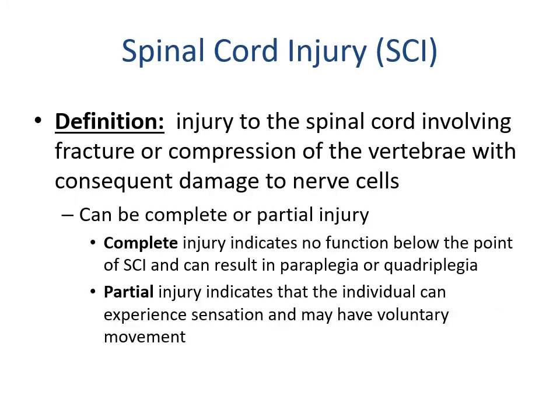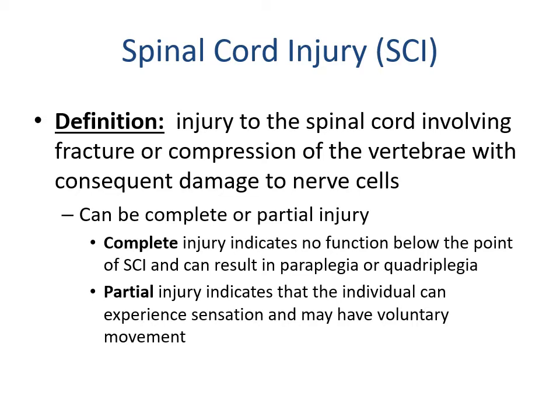All right, so we'll move on to spinal cord injuries, which we've alluded to a little bit previously when we were talking about the anatomy of the spinal cord. We kind of implied how damage to the spinal cord would affect the function of the organs and tissues below it. So a spinal cord injury is injury to the spinal cord involving fracture or compression of the vertebrae with consequent damage to the nerve cells. Remember, your spinal column are bones, and they have a hollow tube, and within that tube is your spinal cord.